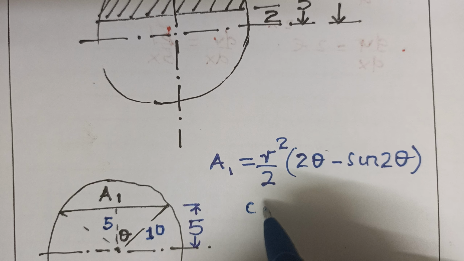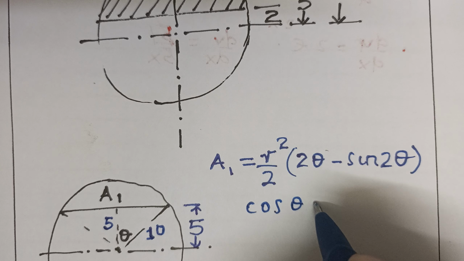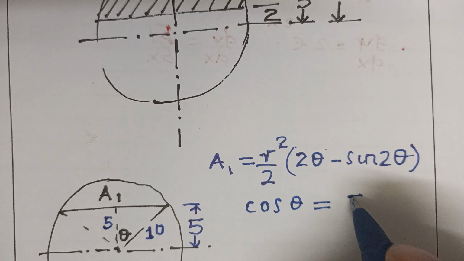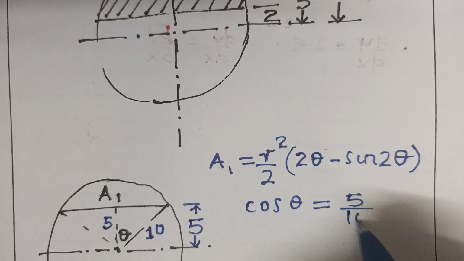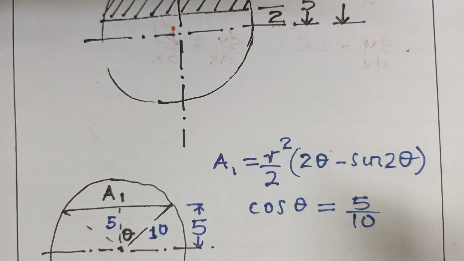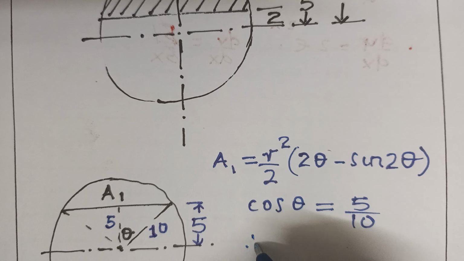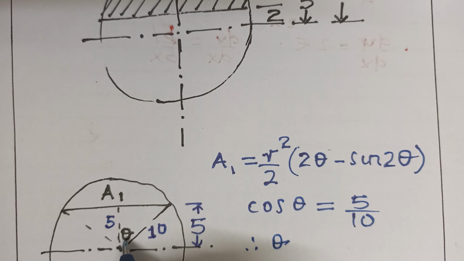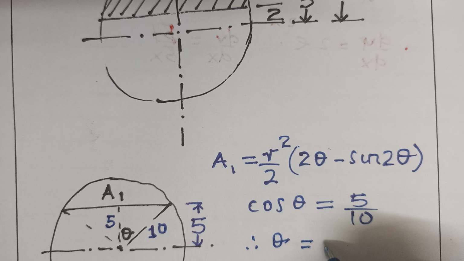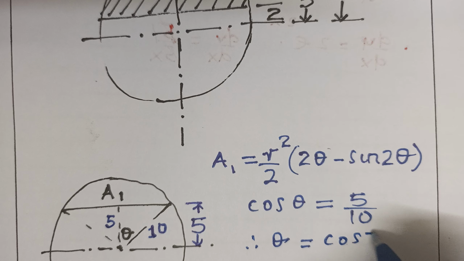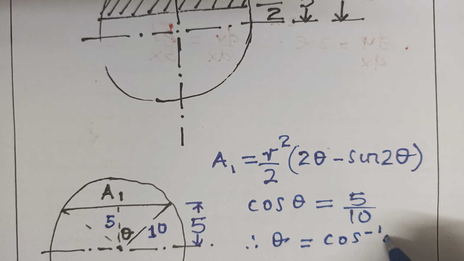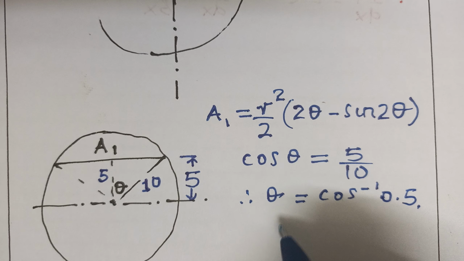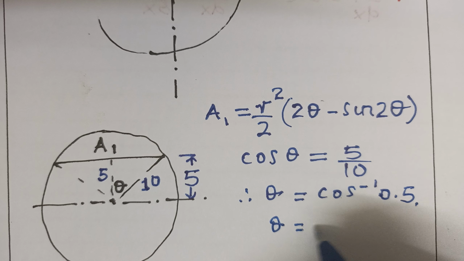We shall have cos theta equals adjacent over hypotenuse, that is 5 all over 10. Therefore theta, which is this one, equals cos inverse 0.5. Therefore, from the tables, theta comes to 60 degrees.